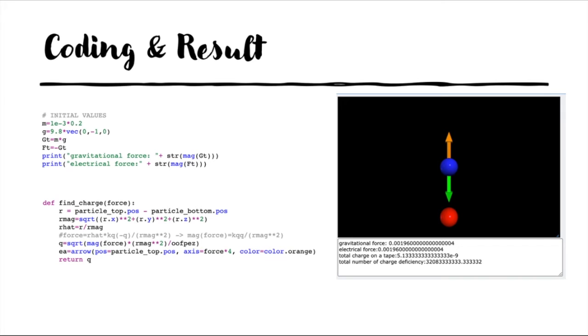Here's the result of my experiment. By inputting the mass of the tape, we can calculate the gravitational and electrical force on the object, which is about 1.96 times 10 to the power of negative 3 Newton. Using that force, we can find the total charge for the base tape, which comes out to be 5.13 times 10 to the power of negative 9 coulomb. The total number of charge deficiency will be approximately 3.2 times 10 to the power of 10.